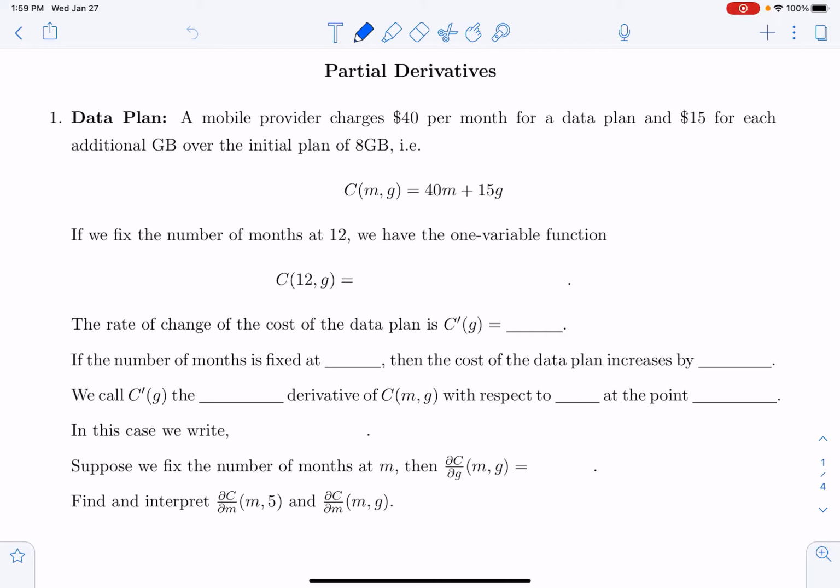I will now introduce the concept of a derivative of a multivariable function. We'll start with a simple example.